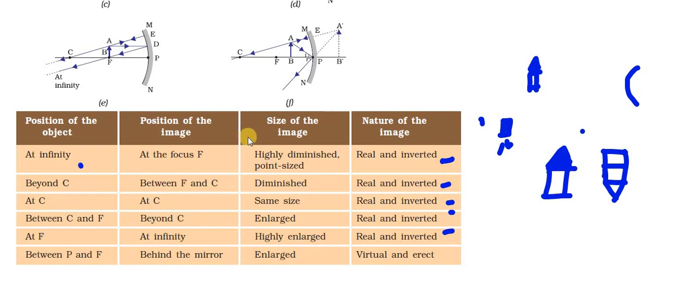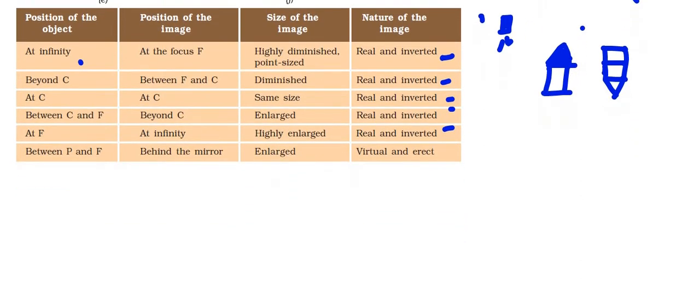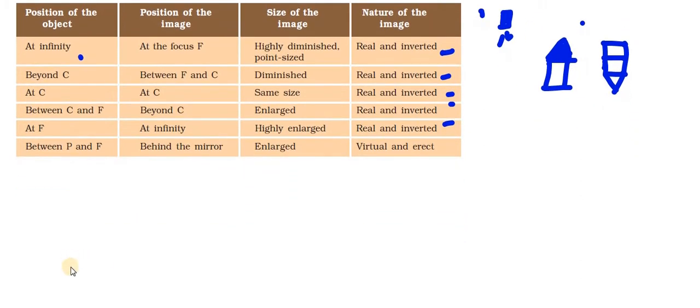Now we'll do these ray diagrams one by one, so I hope you'll understand better. First I'll start with infinity, and for this we need to follow only the 4 rules. What are the 4 rules? We know that when a ray of light passes parallel to the principal axis, after reflection it will pass through F. I'll reduce the size of the pen. Here it may look like this, and this is the first rule.